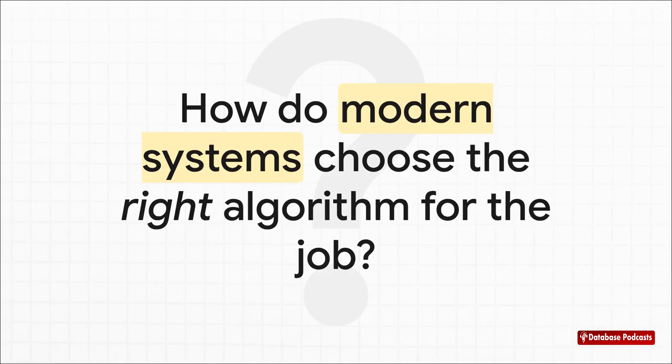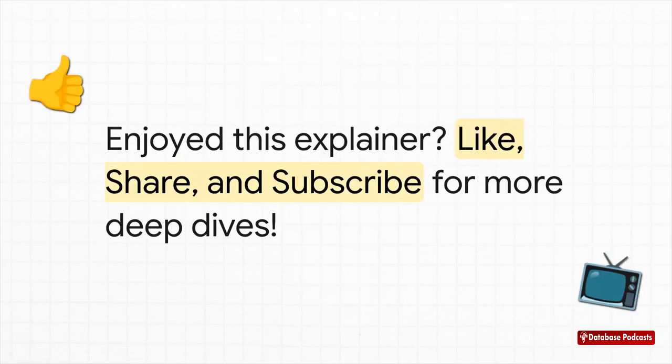And that leads us to the final, really critical question. Knowing all of these trade-offs, how do the systems we use every single day actually make this choice? Well, a lot of the time the answer is they don't pick just one. They use these clever hybrid approaches that combine the best of all of these algorithms to get performance that's even better. And that's a quick look at the logic behind how our digital world gets so perfectly organized.